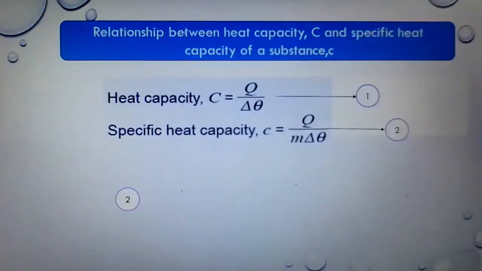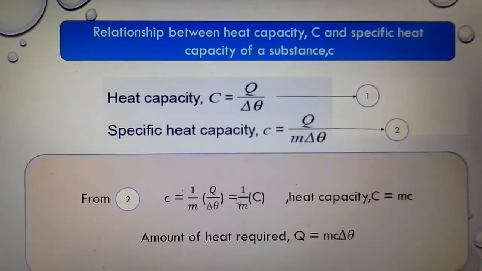Okay, so we can look at the relationship between heat capacity, capital C, and specific heat capacity of a substance, small c. We have discussed earlier that heat capacity, capital C, equals Q divided by delta theta. This one you put as formula 1. Specific heat capacity, small c, equals Q divided by m delta theta. This one we mark as formula 2. Now we want to relate capital C and small c, heat capacity and specific heat capacity. From equation 2, we rearrange the formula.